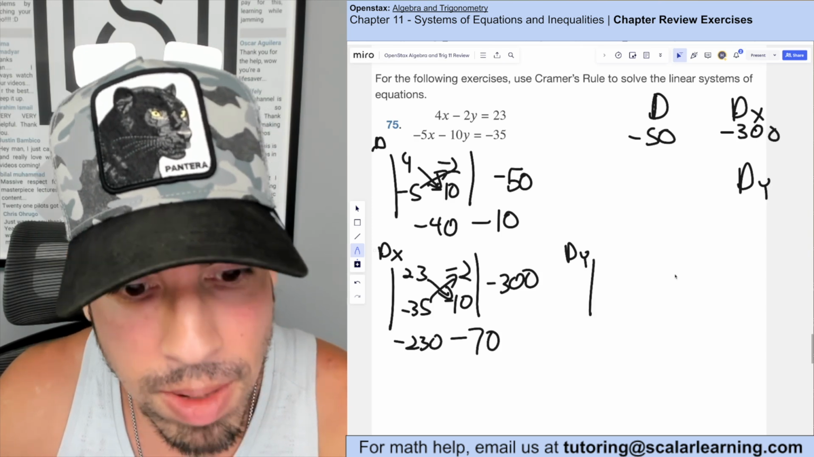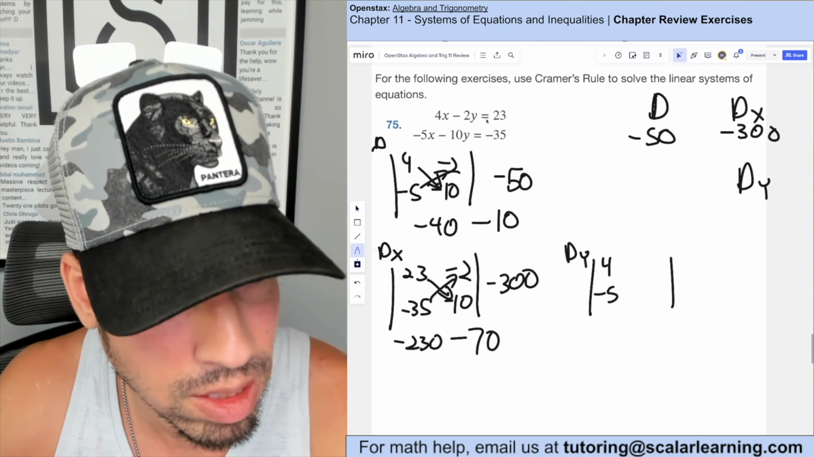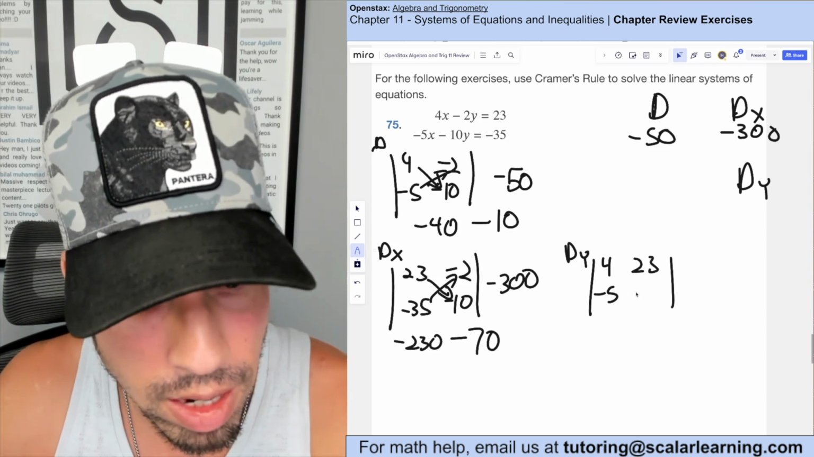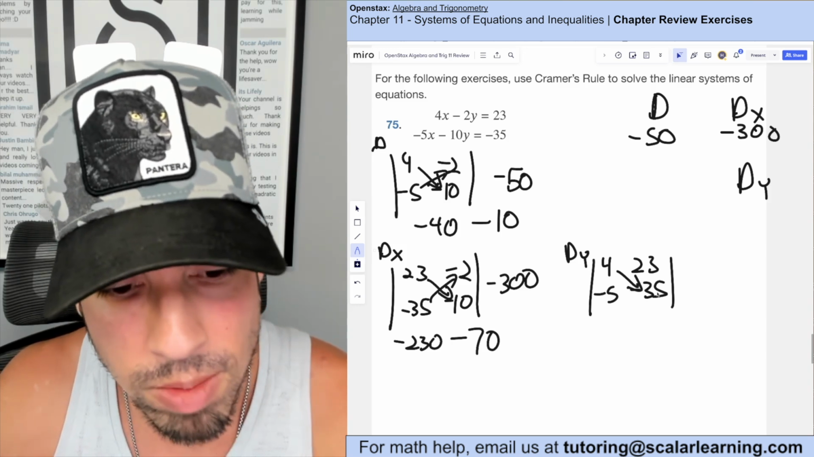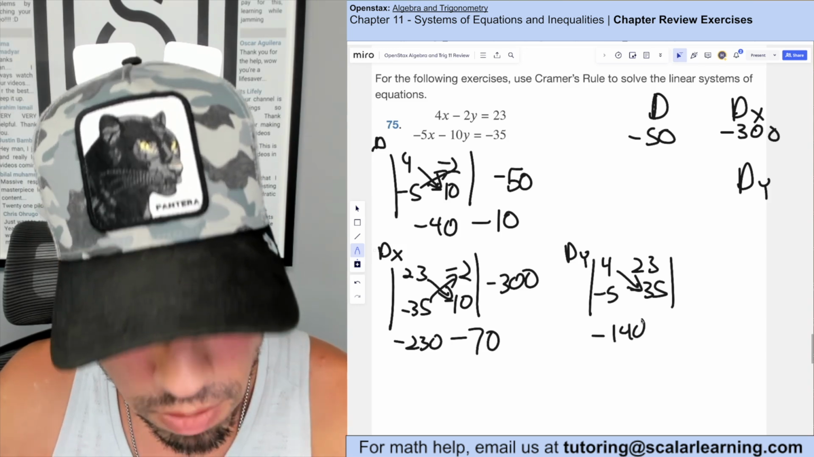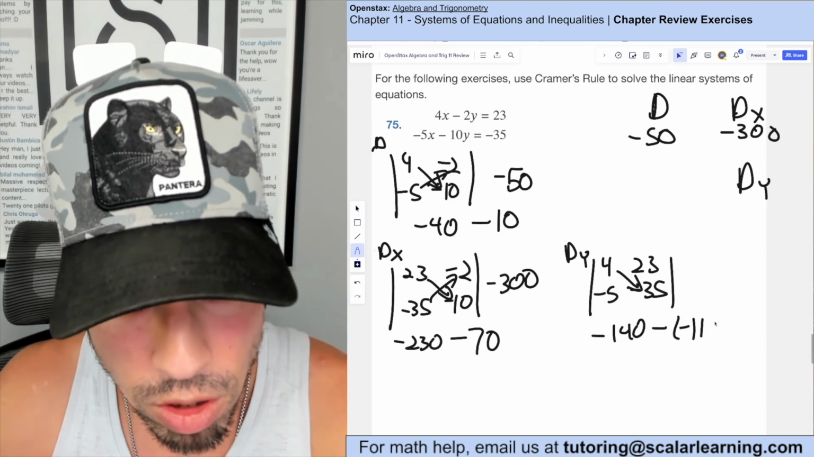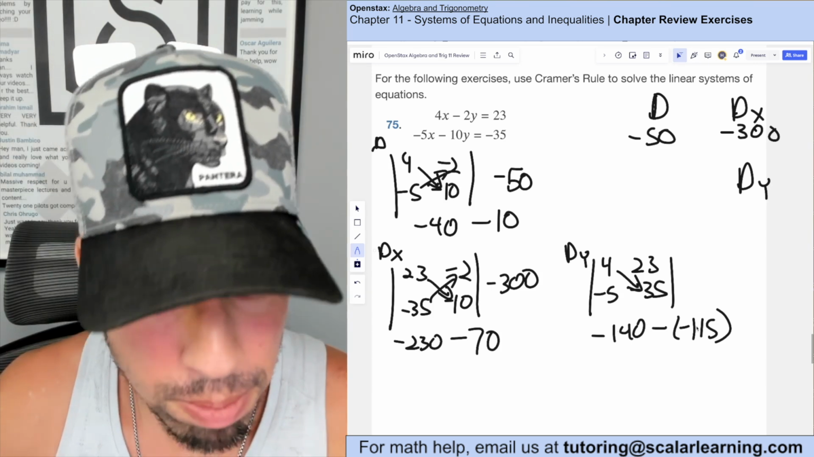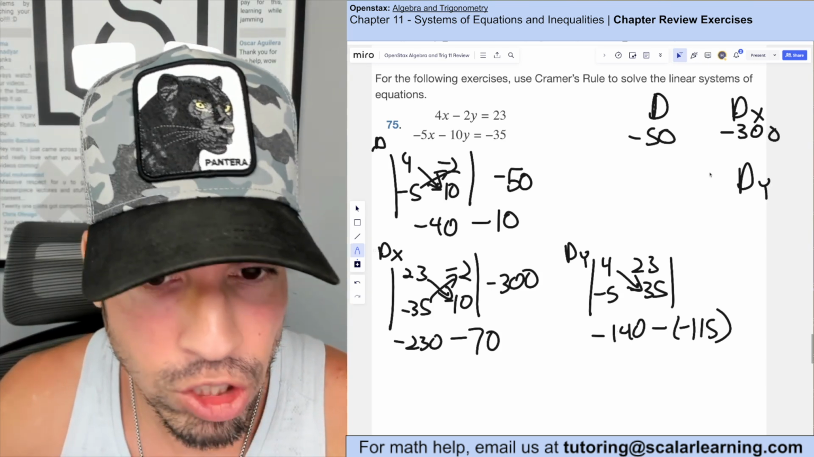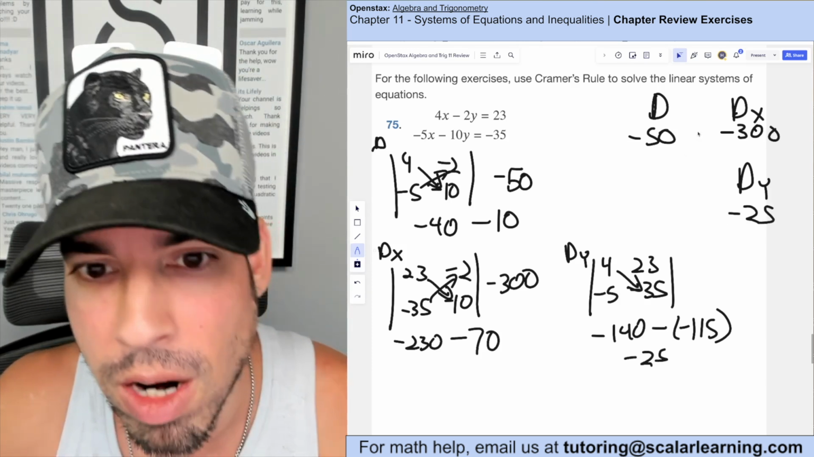And last but not least, we need dy. Okay, so it's the same idea. Now we keep the x coefficients as is, 4 and negative 5. And we replace these two with 23 and negative 35. And calculate the determinant, multiply those. 4 times negative 35 is negative 140 minus negative 5 times 23, which is negative 115. So that's negative 140 plus 115, which is negative 25. So that's dy, negative 25.